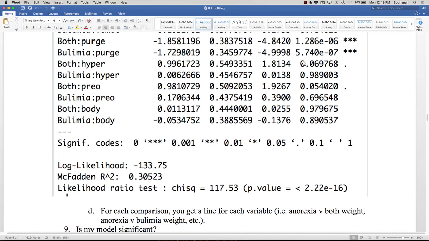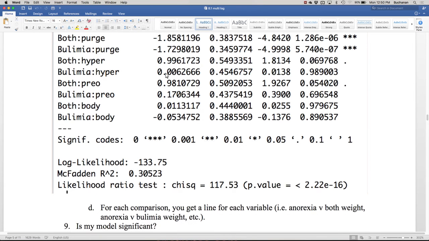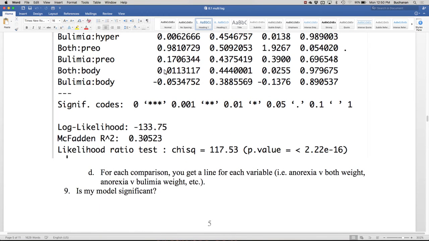Hyperactivity is sort of marginal. It's close. That's what the little dot means. And it's positive. So it's both here. They're more hyper. Non-significant here. And then preoccupation with body weight, also marginal. So for both, it's non-significant here. And then body is nothing.